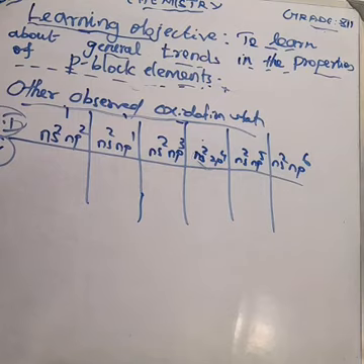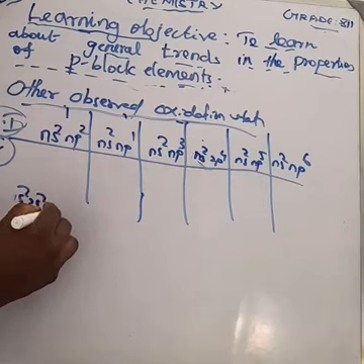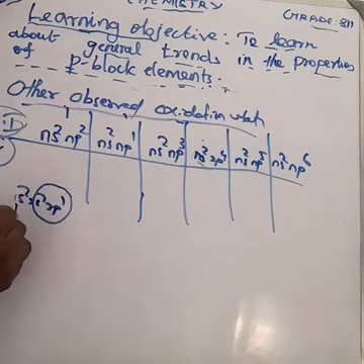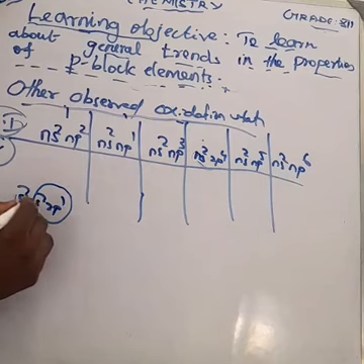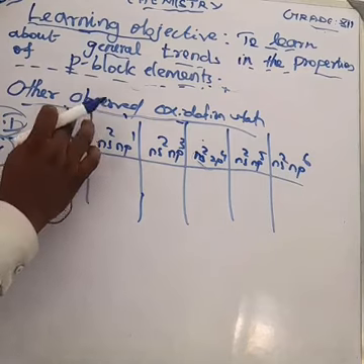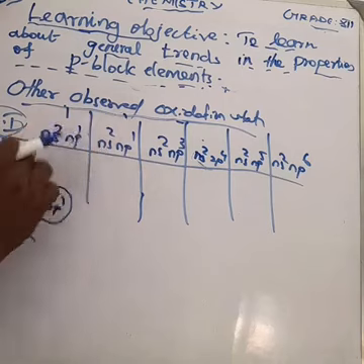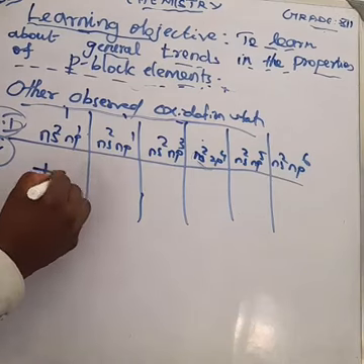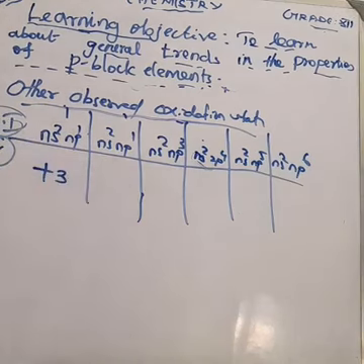Here, I am first writing the boron electronic configuration. What is the atomic number of boron? 5. Am I right? The electronic configuration is 1s2, 2s2, 2p1. The 1s is stable. The last are 2s2 and 2p1. What is 2 plus 1? That is 3. So plus 3 is the highest oxidation state of group 13 elements.